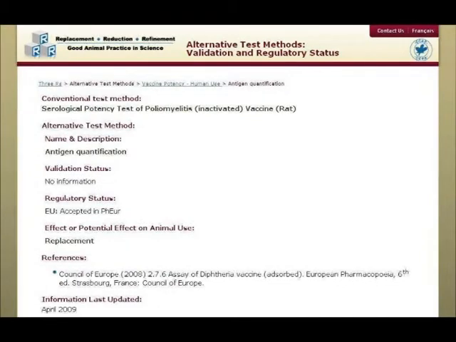So here we are looking at this slide. At the top it says conventional test method, as we said, serological potency test of poliomyelitis, and underneath that it says alternative test method, name and description, antigen quantification, as we have said. Validation status, it says no information, so that's not very good, but under regulatory status it says it has been accepted in PHEUR, which I think is Pharmacopoeia Europe or something. So it does have some regulatory status, and it says the effect or potential effect on animal use is replacement, which is very promising indeed. Unfortunately I can't really give you much more on this particular test, but it does give the impression that there is an alternative to using animals.